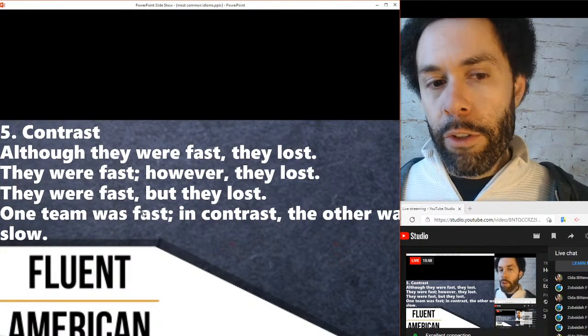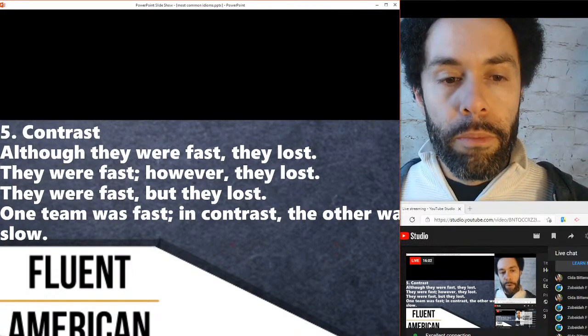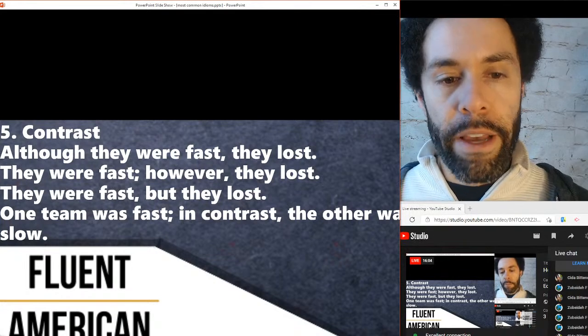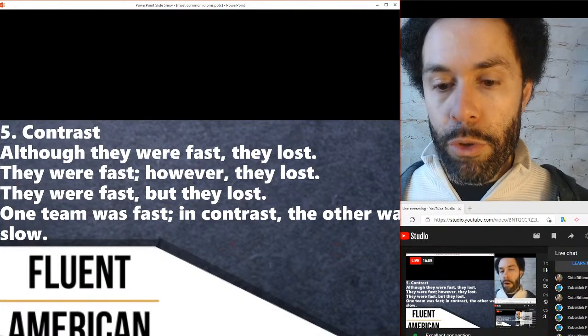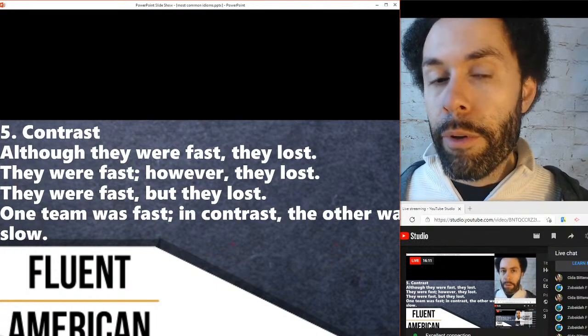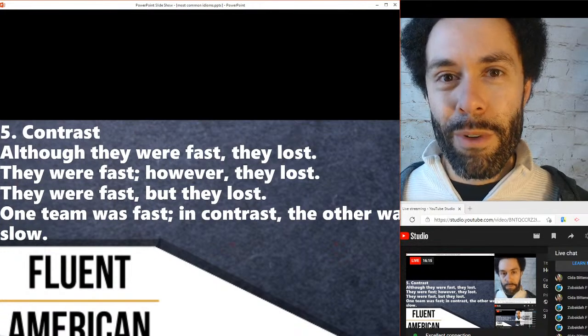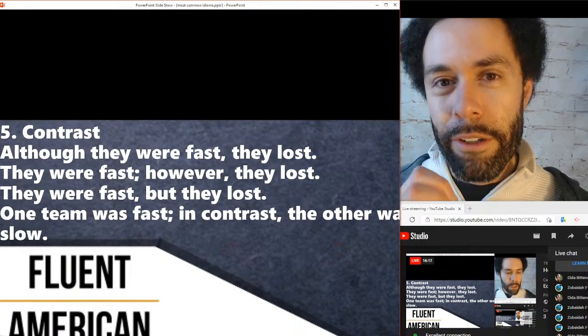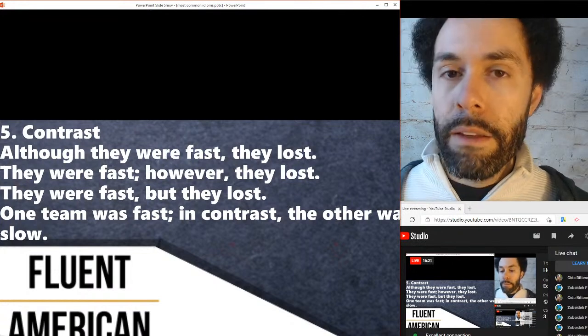The next one, you could also just use but. It's like they were fast, but they lost. Something like that. Notice that with but, when you're using but to join two complete sentences, you're going to put a comma before it. But they lost. Also make sure that pronunciation-wise your mouth is closed enough for it. It's not bot, it's but. So again, not bot, but.